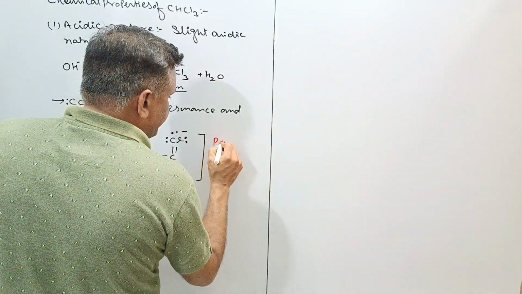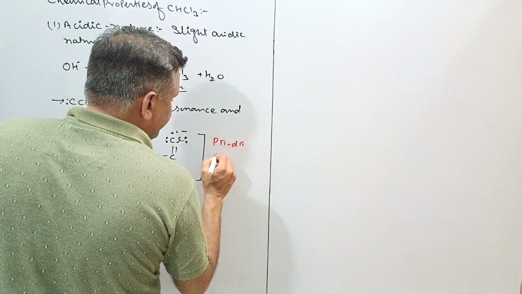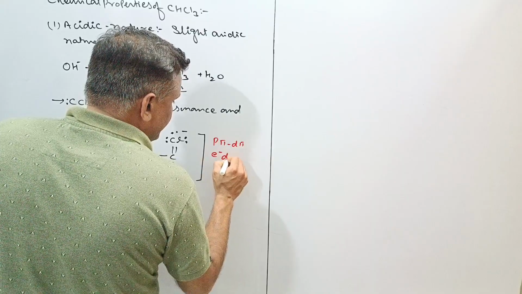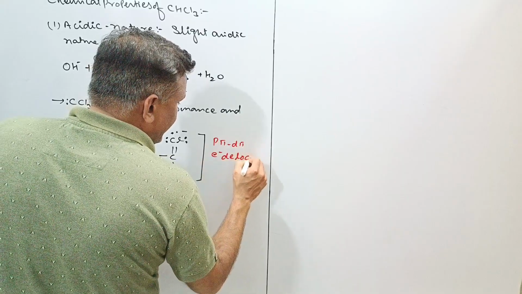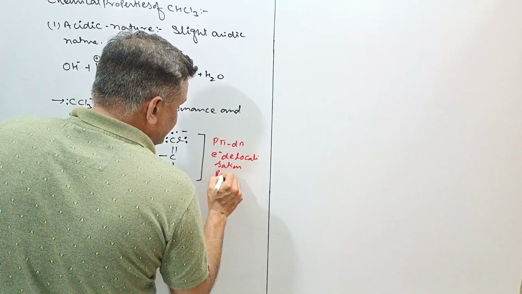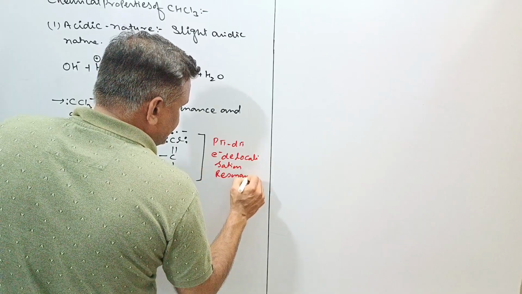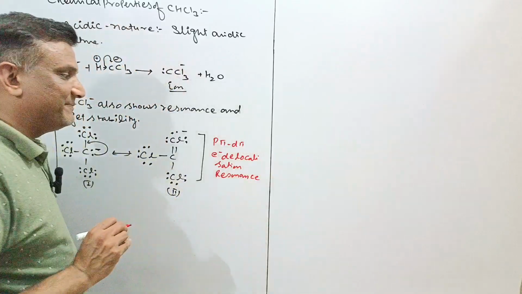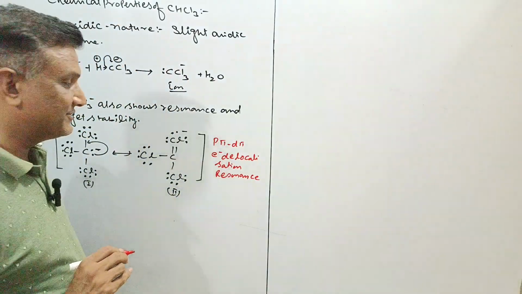This kind of resonance is also called p pi d pi electron delocalization resonance. This is the p pi d pi electron delocalization resonance.